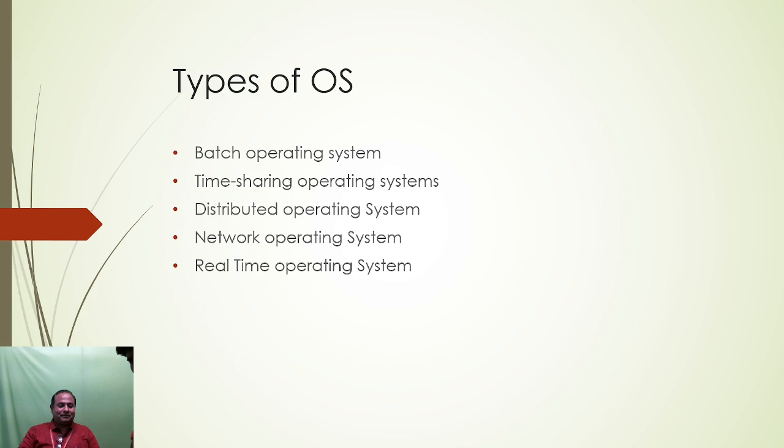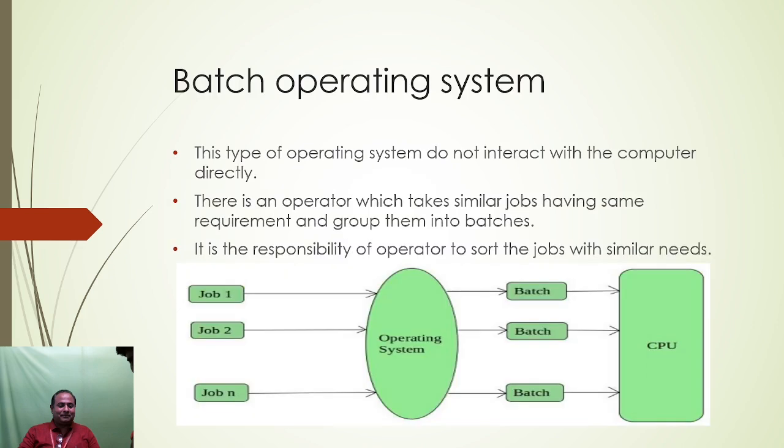And next, the types of operating system. Here the operating system is divided into 5 types. One is the batch OS, second is the time sharing OS, then distributed OS, network OS, as well as the real time OS. So first we are going to see the batch operating system.